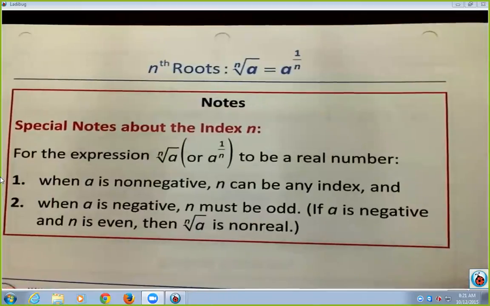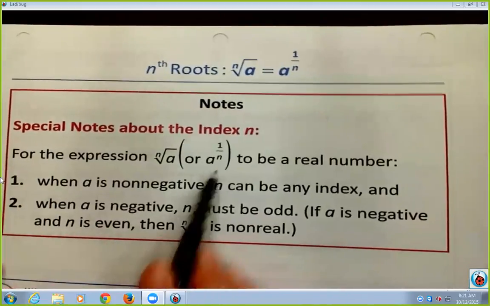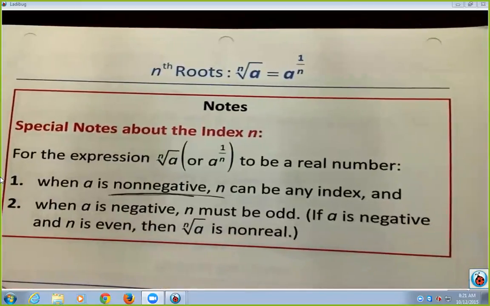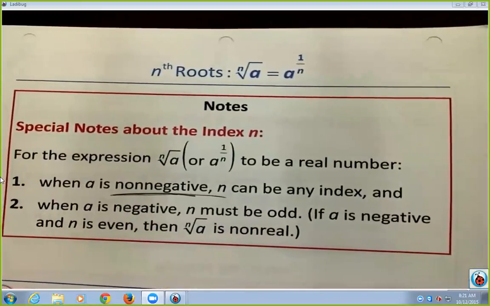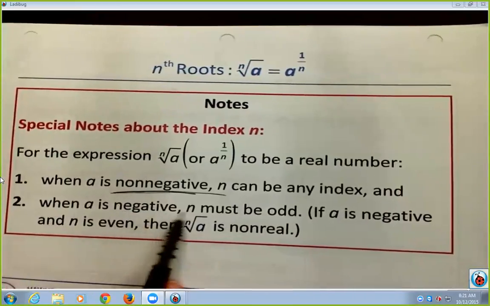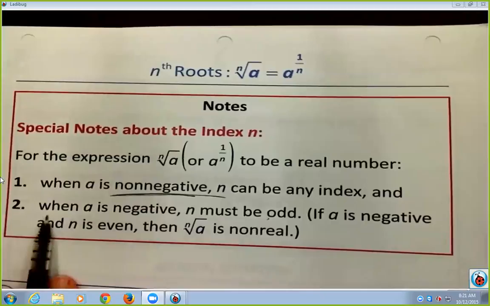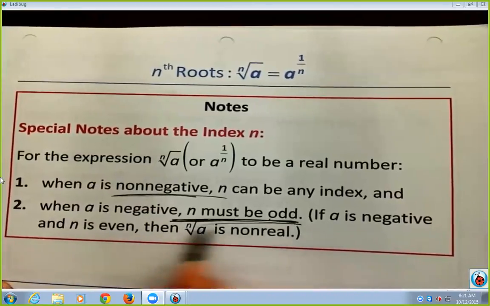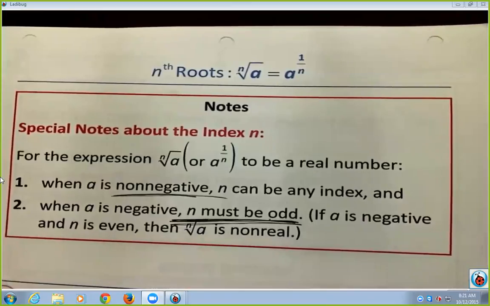So continuing on with this, again, we get that expression. But a needs to be non-negative, and we don't ever have negative indexes with what we're going to deal with. So you don't have to worry about that part. So they're all going to be positive. And so, when a is negative, the n must be an odd number.